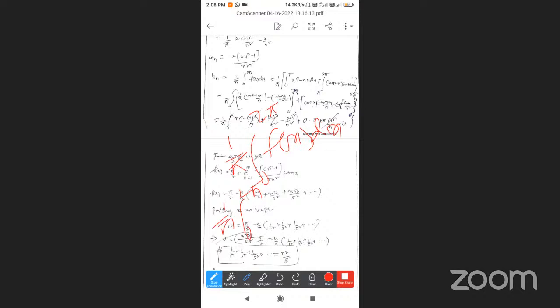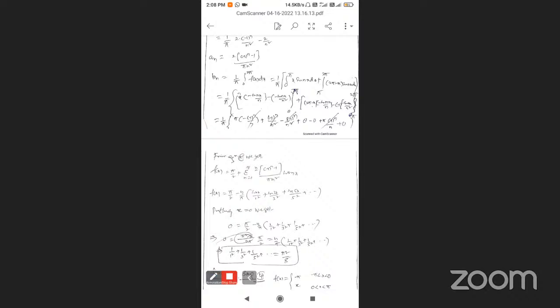f of x into sin nx dx. The limits are 0 to pi, where f of x is equal to x, and the limits pi to 2 pi, where f of x is equal to 2 pi minus x. So this is simplified.